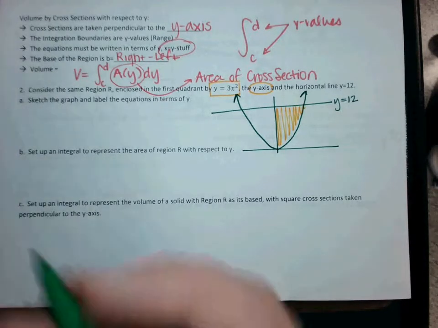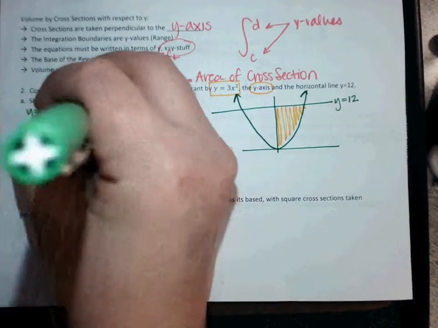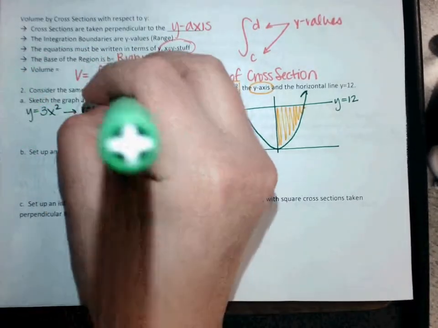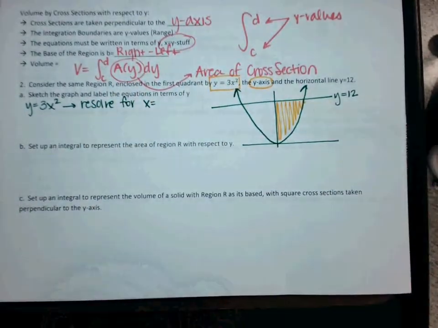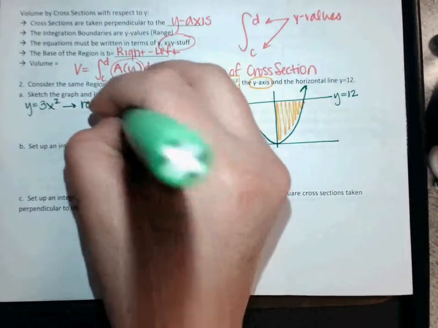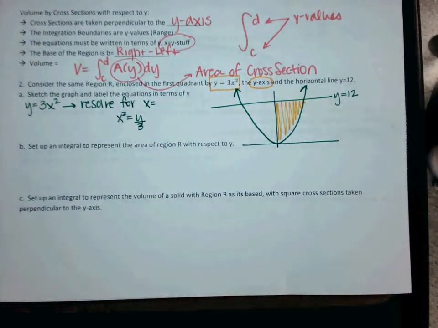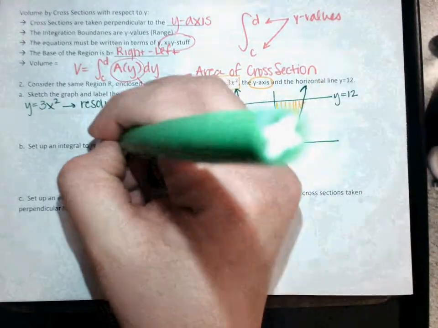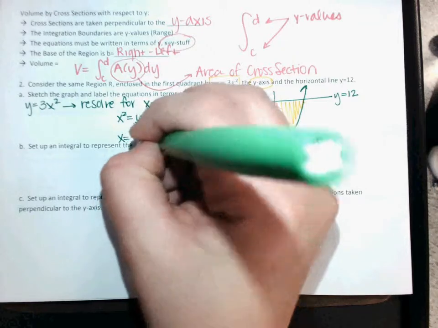So if I have y equals 3x squared, I need to resolve for x equals form. So think about it. The first thing I'm going to do is divide the 3 over. So I'd have x squared equals y over 3, right? And then what would I do after that to solve it? Square root. So x is going to equal plus or minus the square root of y over 3.